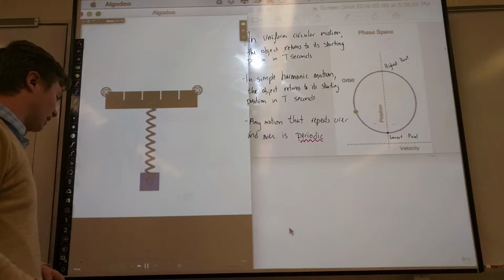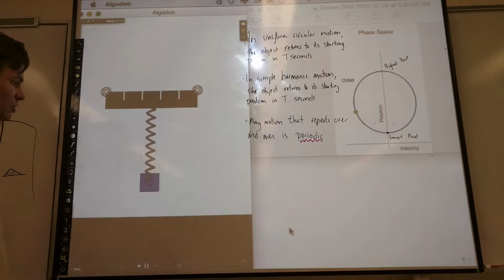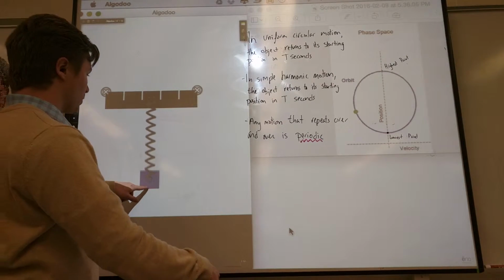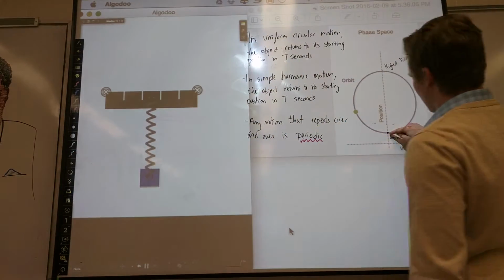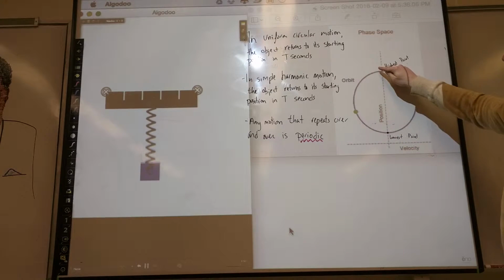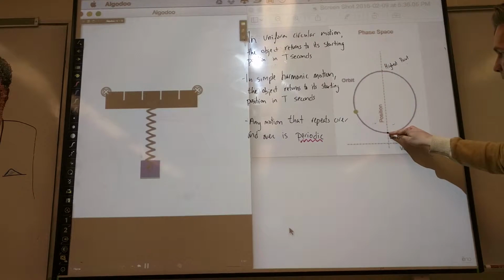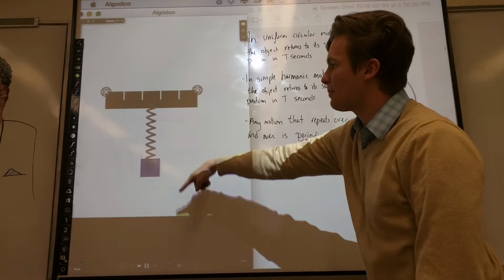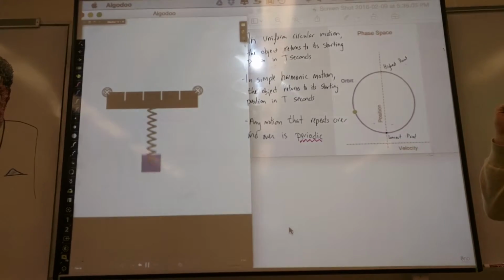So there's no gravity and there's no damping due to this spring. So when I get to my lowest point down here, I go back up to my highest point, and then I go back down to my lowest point, and all of that is happening in one dimension.